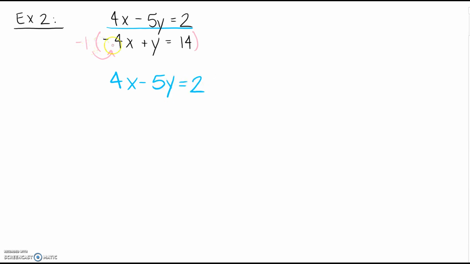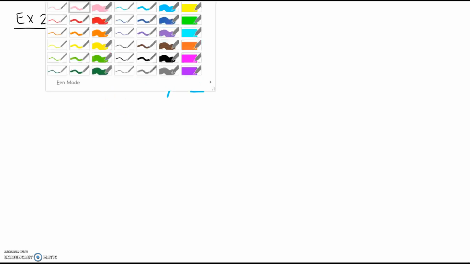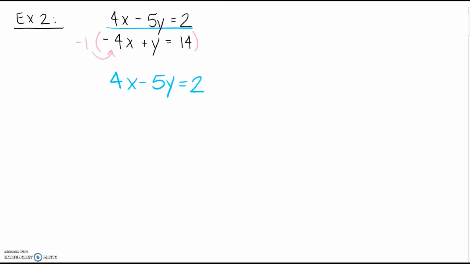And then distribute. So negative 1 times negative 4. I accidentally erased a negative. It's supposed to be negative 4x minus 5y equals 2. Okay. Sorry, guys. Okay. So then I get positive 4x. Negative 1 times y is negative y. Negative 1 times 14 is negative 14.